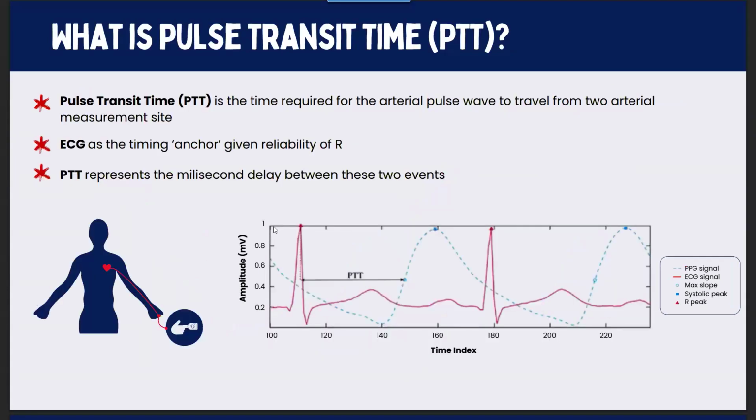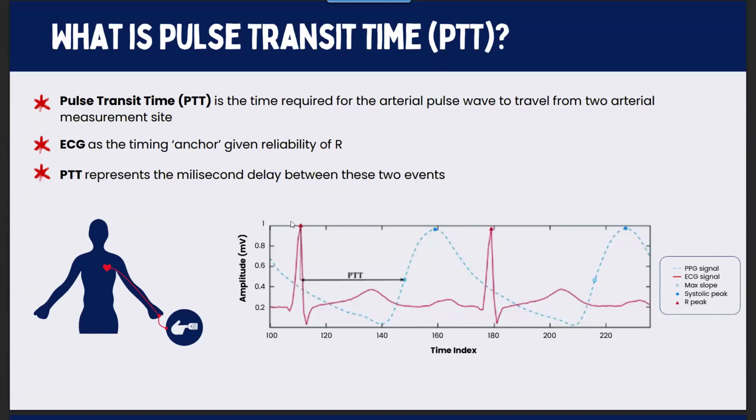So most notably, when overlaying these two signals, people are often looking at pulse transit time. Pulse transit time is the time required for the arterial pulse wave to travel between two arterial measurement sites. So in our case for today, we'll be talking about ECG, that electrical command at the heart, and then how long it takes to travel down this path to the periphery site.